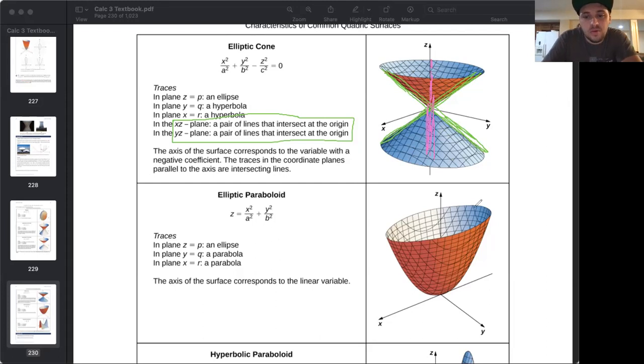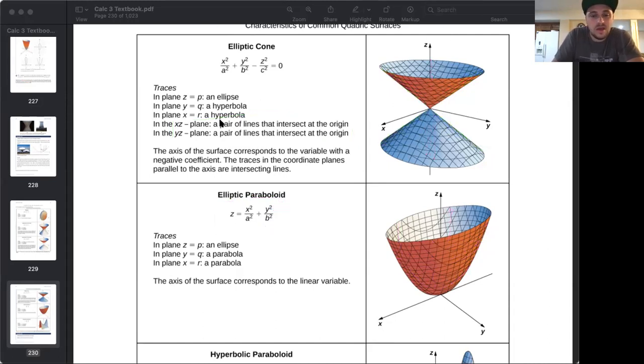Next, we have an elliptic paraboloid, which we just saw, right? It's something of this form here, where the trace parallel to the XY plane is an ellipse, and then the other two traces are parabolas, right? Something like this.